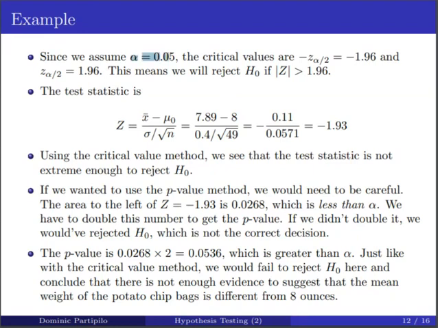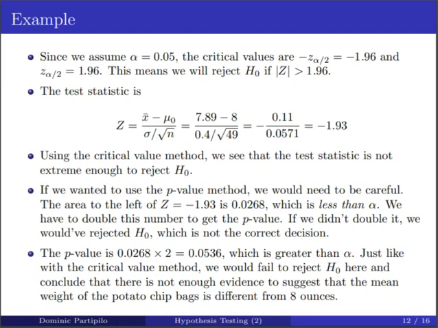So since alpha is equal to 0.05, the critical values are going to be negative 1.96 and 1.96, just like the image we looked at earlier. And that means we're going to reject the null hypothesis if the absolute value of z is greater than 1.96, which is just a fancy way of saying that if the value of the test statistic is more extreme than the critical value, then we're going to reject the null hypothesis.